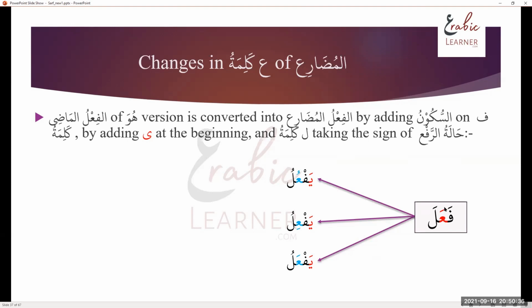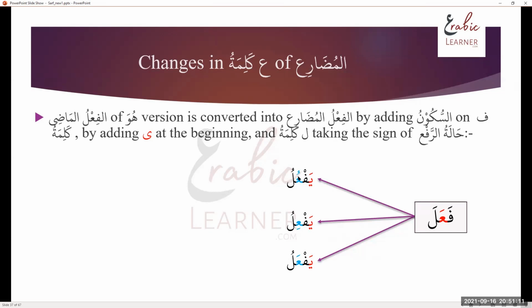He can climb up, and when he climbs up you end up getting a Mudaare yaf'ulu, because Dhamma is above him. Then he climbs down, so he makes it yaf'ilu. And when he remains in his own status, it becomes yaf'alu. So the Ayn Kalima of the Maadhi, Fatha, becomes Dhamma, becomes Kasra, or remains Fatha.